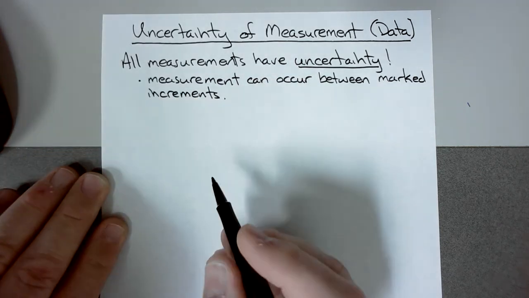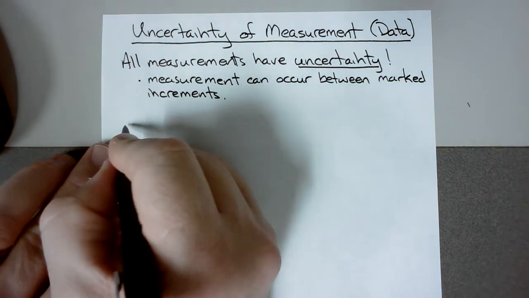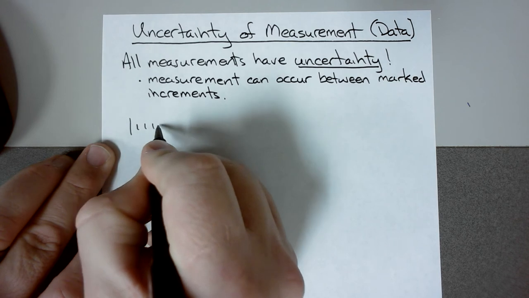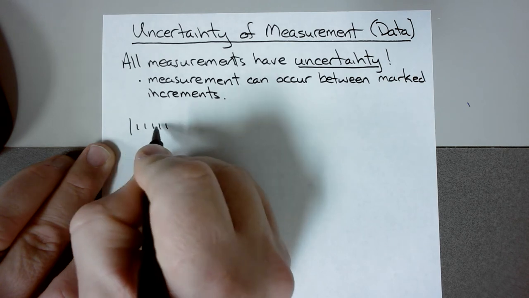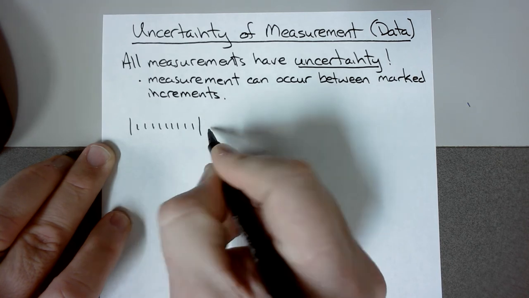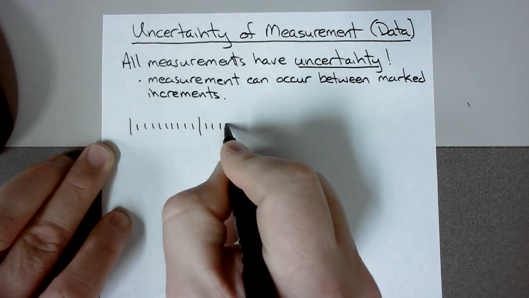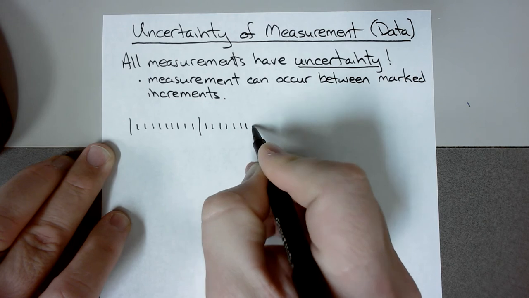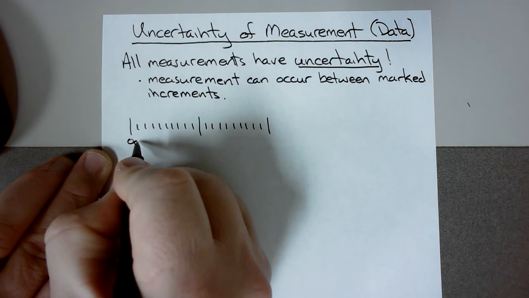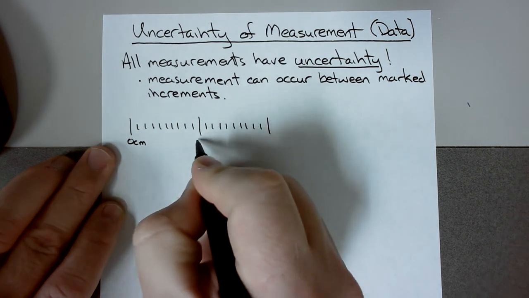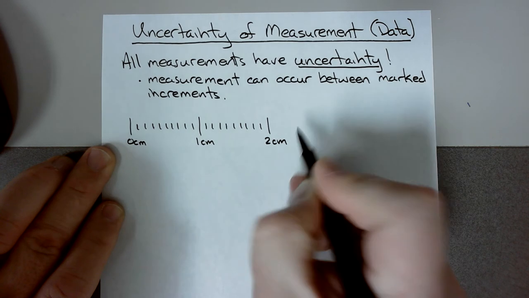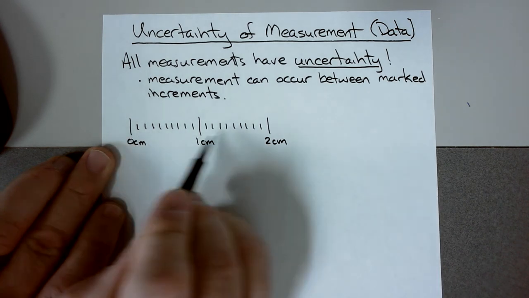So in this case, let's say I want to make a measurement. I have a ruler, so my instrument or tool would be a basic ruler. And so 1, 2, 3, 4, 5, 6, 7, 8, 9, 10. If I have it marked as centimeters, so this is 0 centimeters, 1 centimeter, and 2 centimeters, the marks in between would be 1/10 of a centimeter.